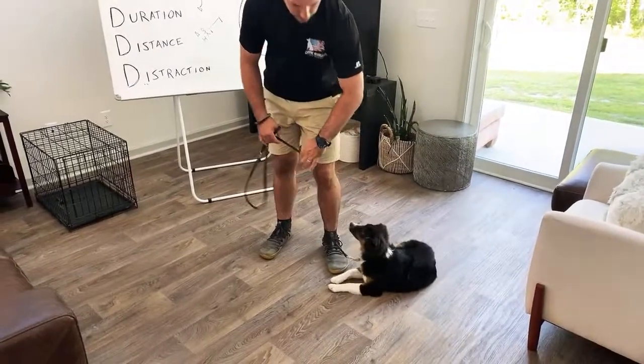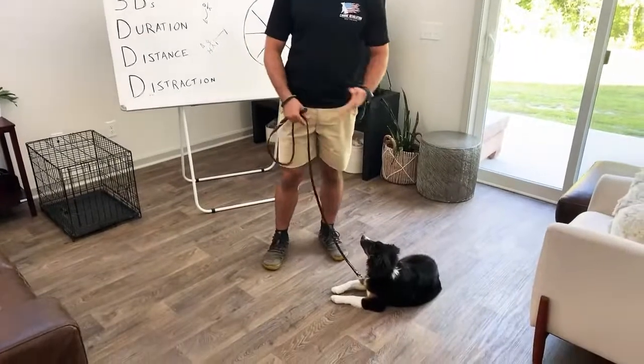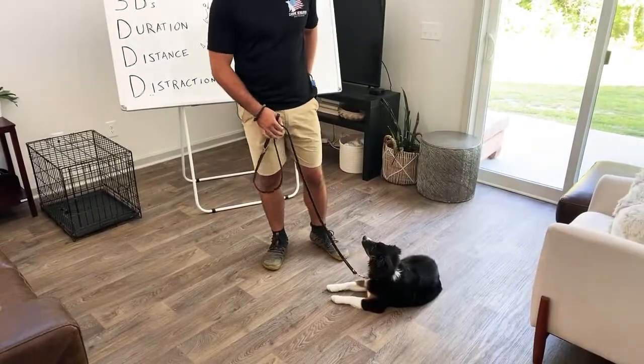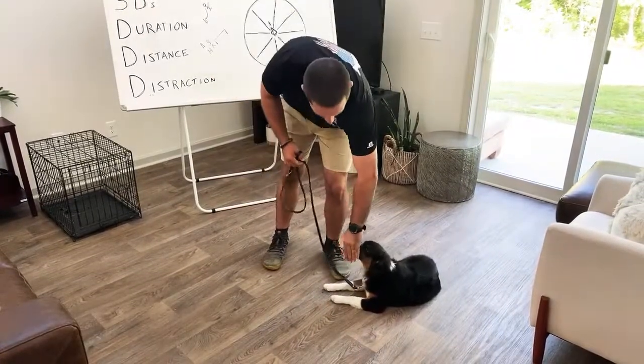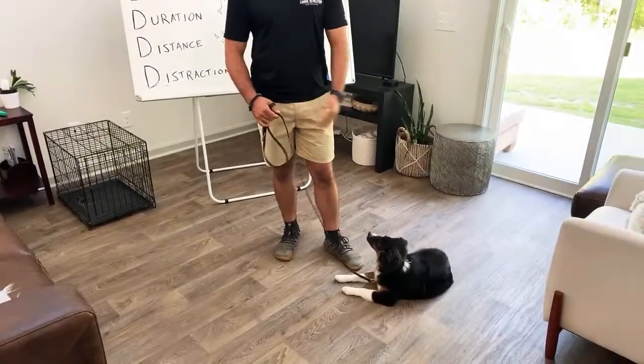Lily, down, good. Okay, so she has learned the down, still developing that a little bit, but as you can see, I asked her to down, she laid down, good. She's looking right at me, she's giving me that very nice eye contact. I've got the leash loose, all right?